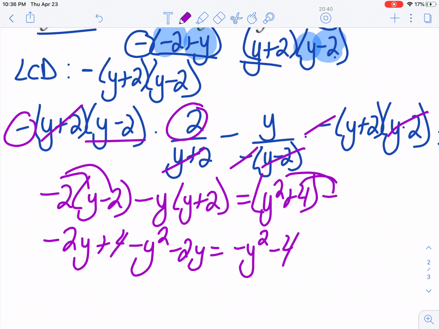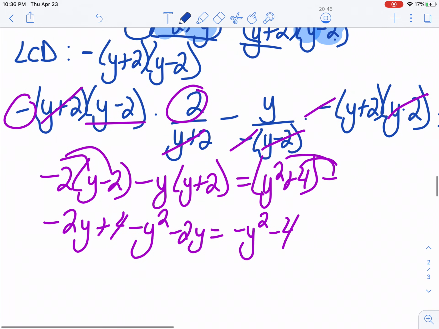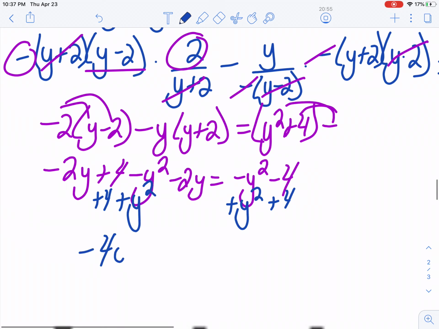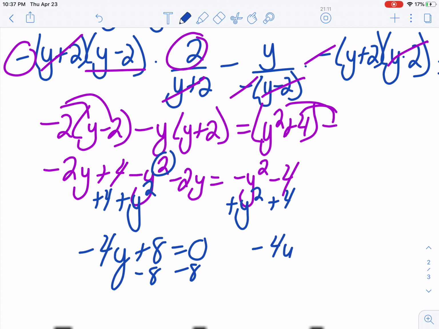So I see a squared term. The first thing I want to do, you can combine like terms, but what I'm going to do is I'm going to get everything over to one side. So I'm going to add y squared over, I'm going to add 4 over, and I'm going to be left with negative 4y plus 8 equals 0. Notice that my y squareds cancel out. So I thought this might be a factoring problem, but it's not, because all I have left is a y. So I'm looking to solve for y here. I would subtract my 8 over, divide by negative 4, and I get an answer of y equals 2.